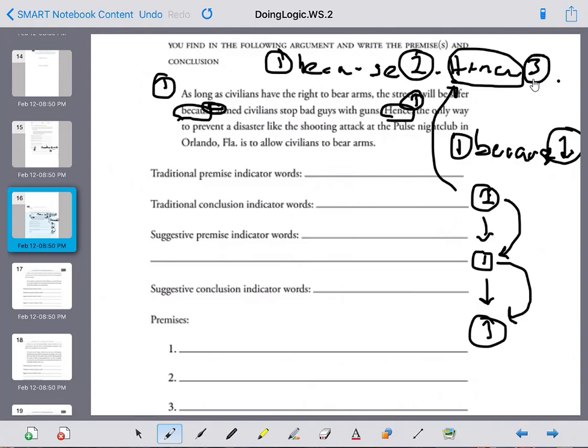Let's look at the next one. I'm trying to finish this one. When I first look at this, I'm just going to tell you what's going through my head. I'm looking for indicator words.